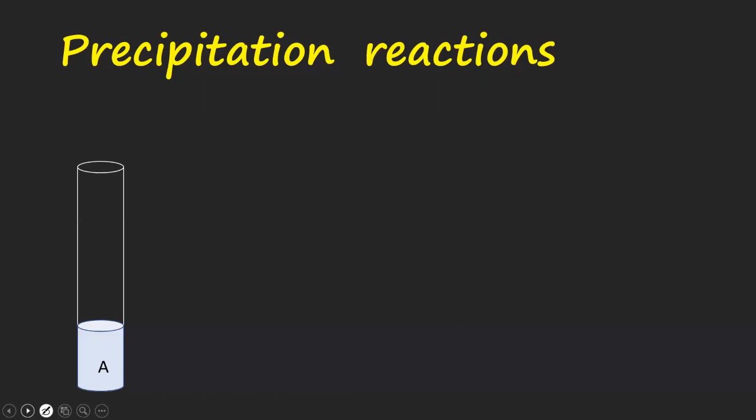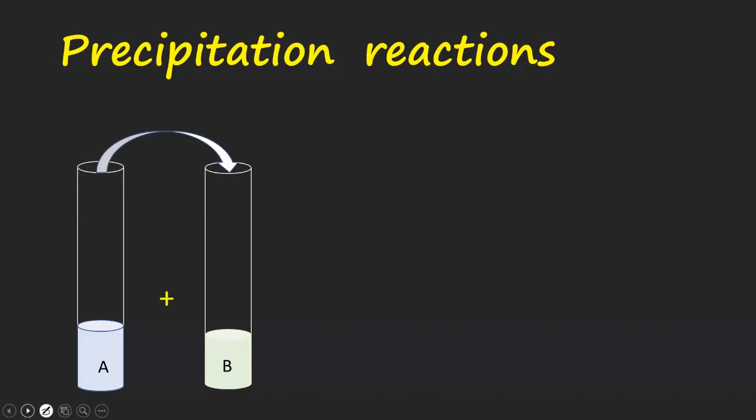So let's imagine that this is a certain solution A, and it is in one test tube, and we take another solution B. Solution A has a certain solute or salt dissolved in water, and in another test tube, another salt is dissolved in water. So there are two different salt solutions. Now we pour solution A into solution B. The volume of the solution will be double, because two liquids are mixing.